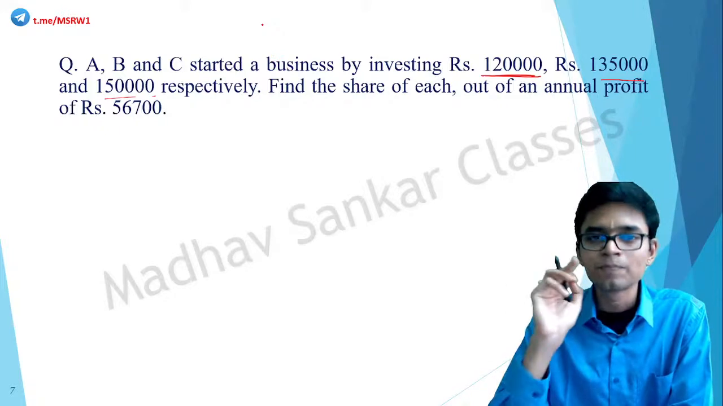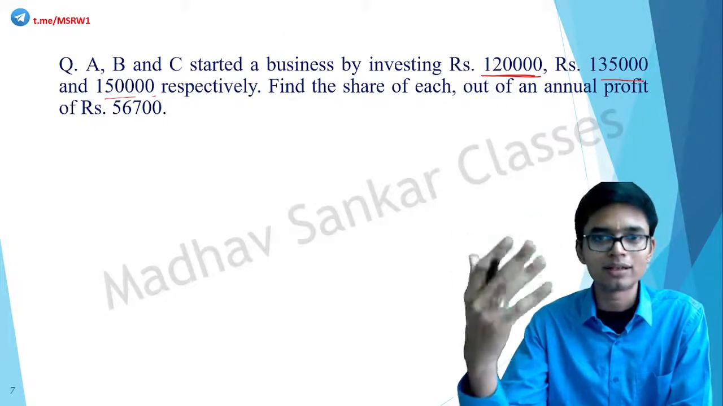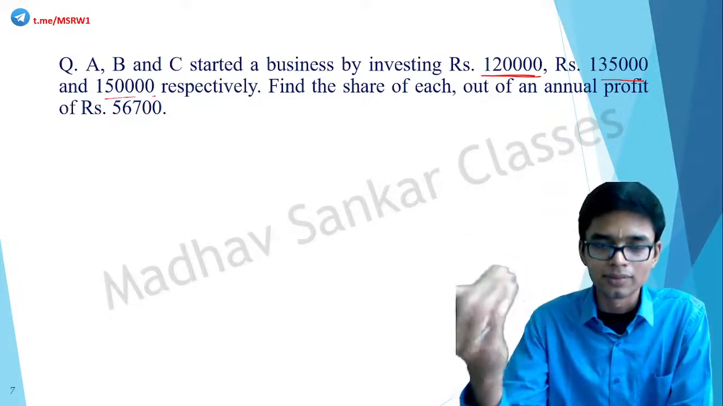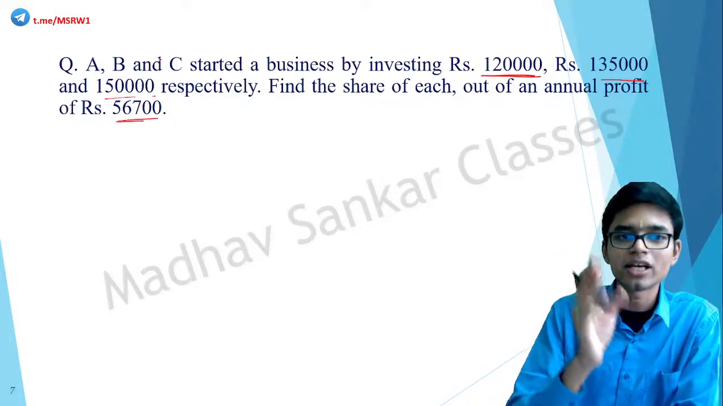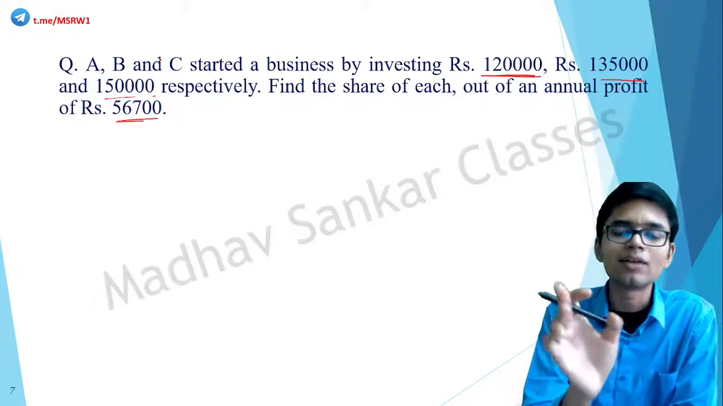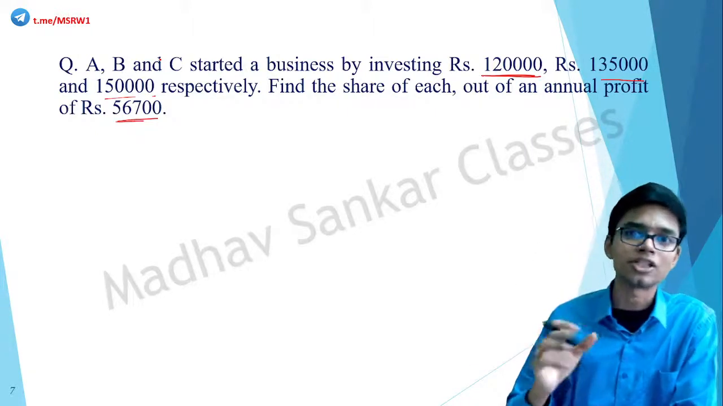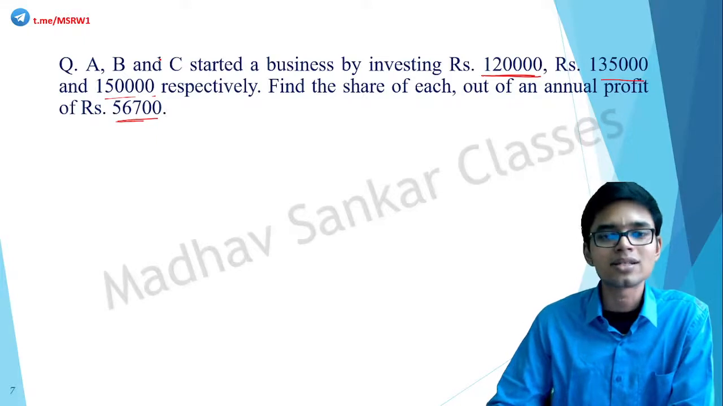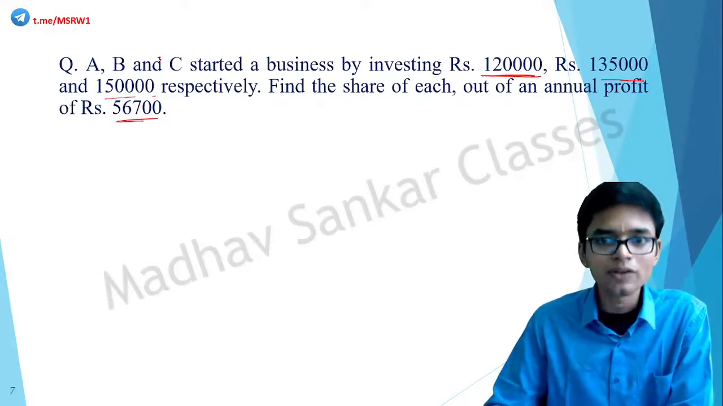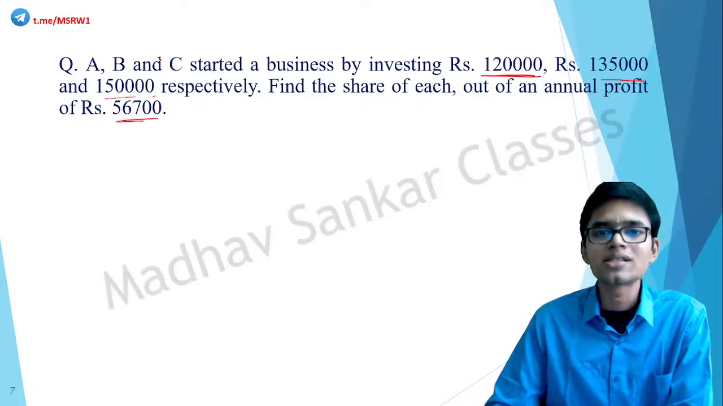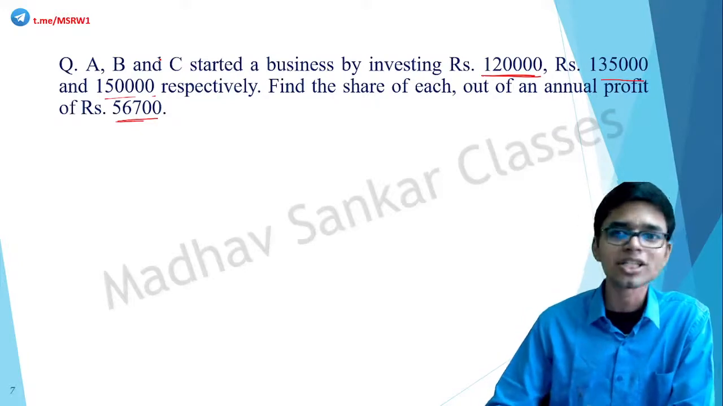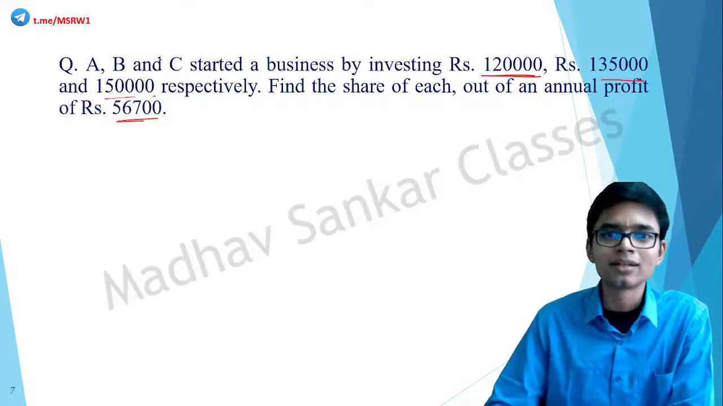So after 1 year, their business gave out a profit of 56,700 rupees. So what is the share of A, what is the share of B, and what is the share of C? This is called partnership. These questions are called partnership questions. So how would we find the share of each of them? Obviously the person who has invested more gets the bigger share. That is logical, correct? Then the second person and then the third person.